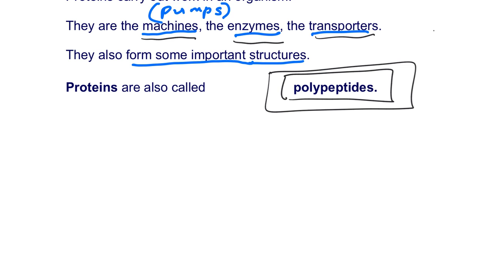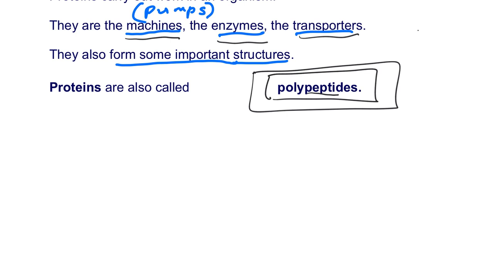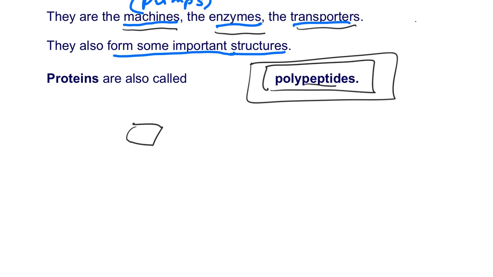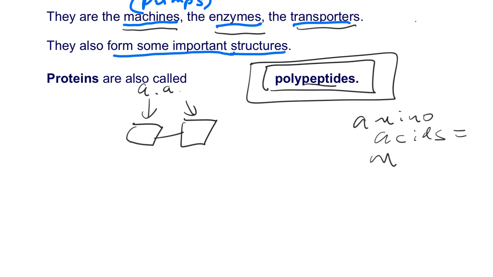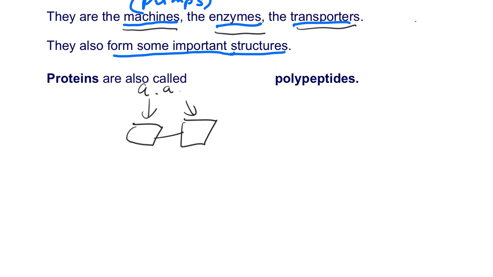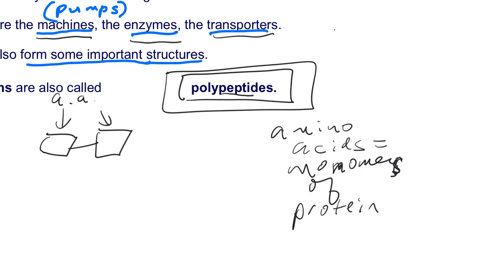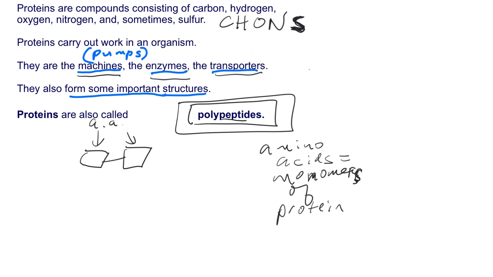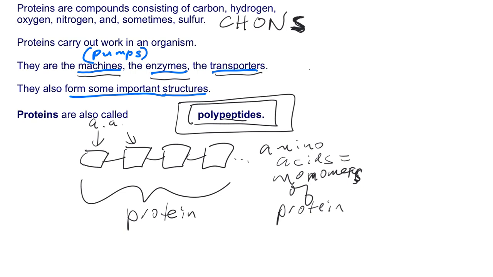Well, the peptide bond is the bond between the monomers of a protein, which we already said were the amino acids. So a protein is like different amino acids linked together. The amino acids are the monomers of proteins, of the protein polymer. The basic units, the building blocks of a protein. And this chain of amino acids is called a protein, or also called a polypeptide.